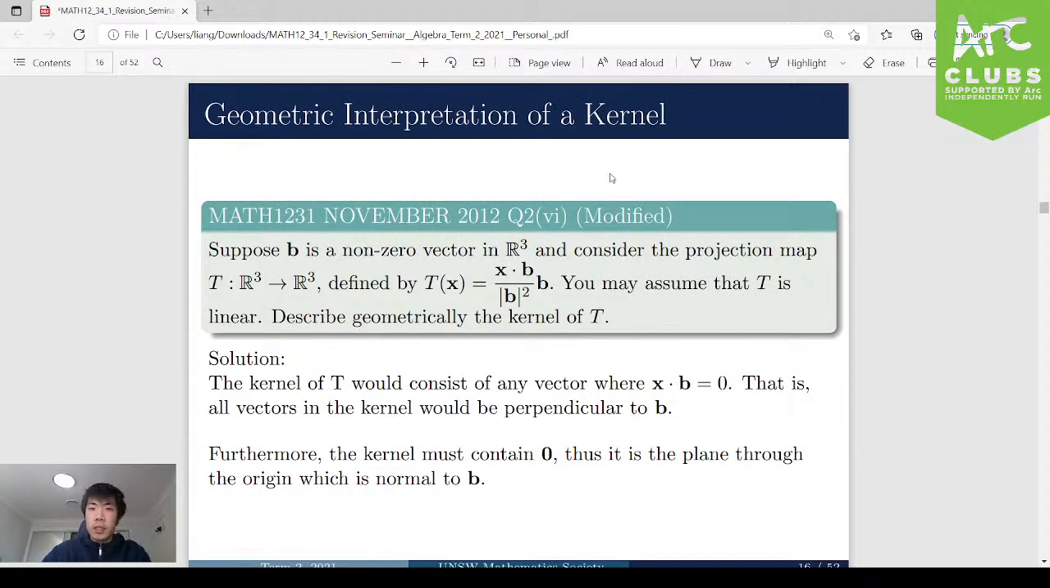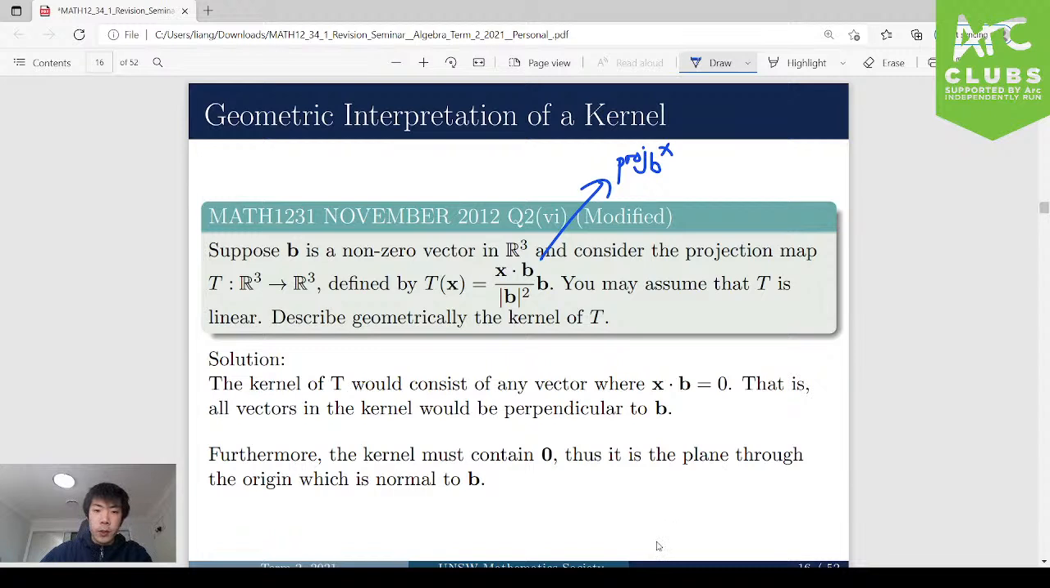The geometric interpretation of a kernel. Suppose b is a non-zero vector in R3 and consider the projection map T from R3 to R3. You define Tx as basically the formula for projections: x dot b over the norm of b squared, times the vector b. You're just projecting x onto b. You may assume that T is linear. Describe geometrically the kernel of T.